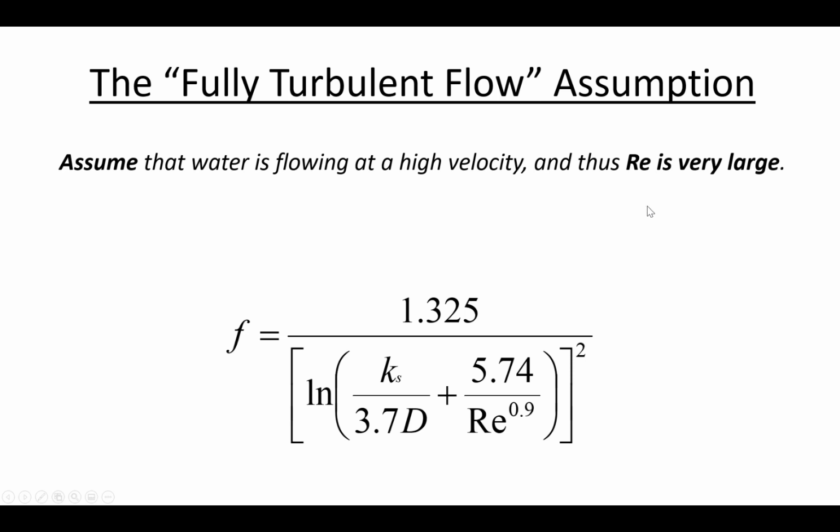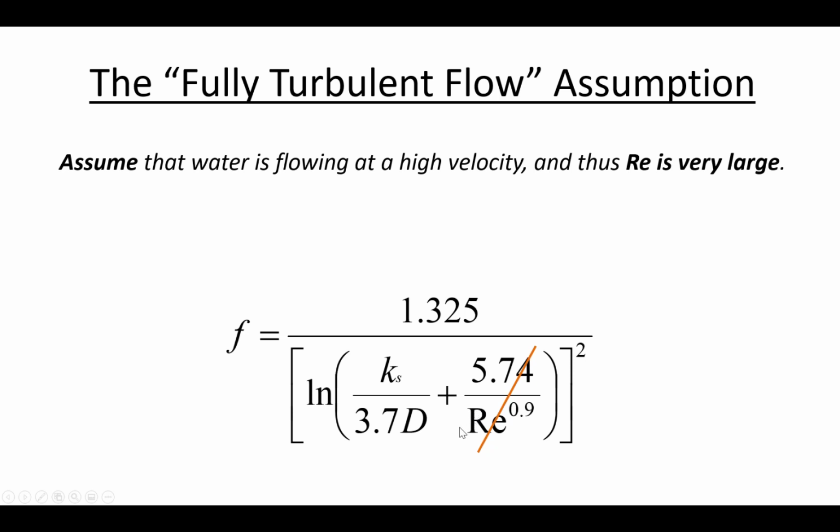And so think about, algebraically, if you've got a really big Reynolds number, what does that do to this equation? Since the Reynolds number is in the denominator, if it's really, really big, then it makes this second term relatively small. So small that it can be neglected. So in cases where the flow velocity is high, the effective Jain equation could be just that you calculate F as 1.325 divided by the logarithm of k_s divided by 3.7d, and then all that quantity in the denominator squared, without even bothering with the Reynolds number.